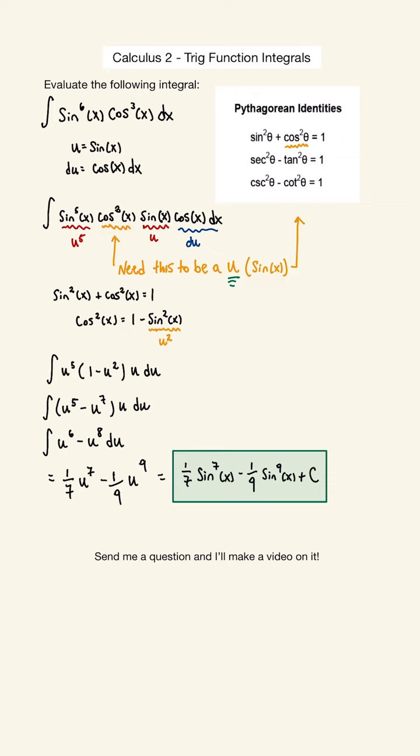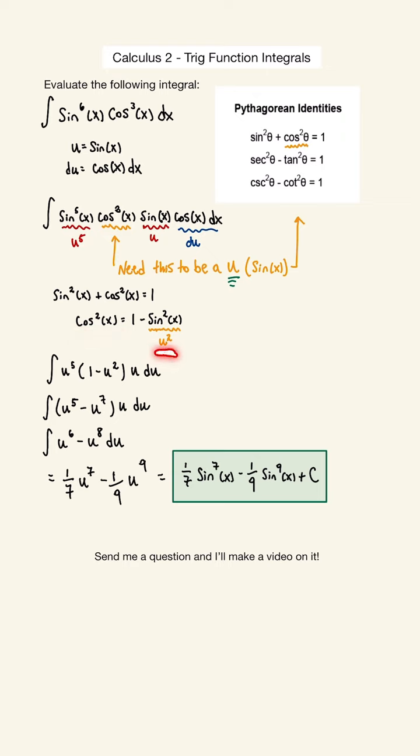And so we can look at our Pythagorean identities, and we notice that sine squared theta, and this theta can be thought of as an x, so sine squared x plus cosine squared x is equal to 1. So here we have our cosine squared x, and here we have a sine of x function. So we can go ahead and rewrite this identity to be cosine squared of x is equal to 1 minus sine squared x by just rearranging the terms.